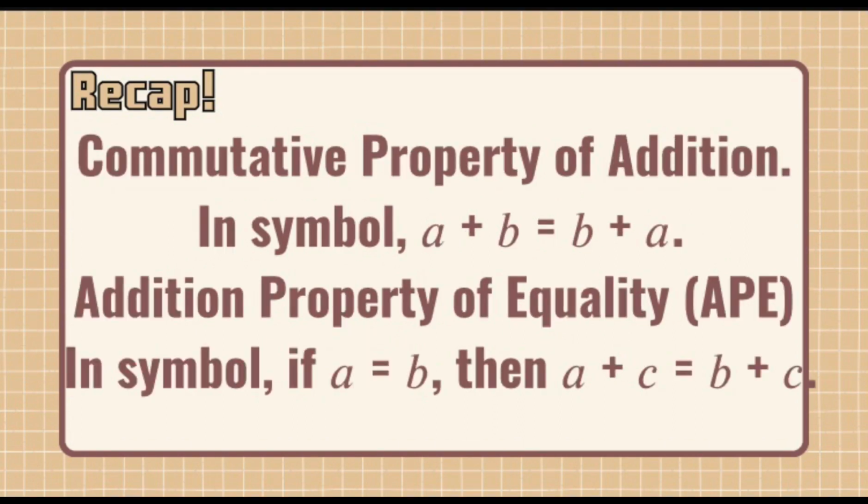The third is the commutative property of addition. When we say commutative property of addition, the order of the addends does not affect the sum. Then lastly, it is the addition property of equality, or APE. When we say APE, it states that if the same number is added to both sides of an equation, then the equality is still true.